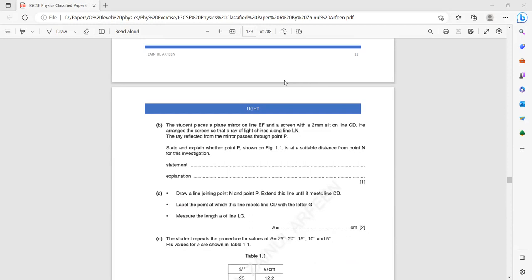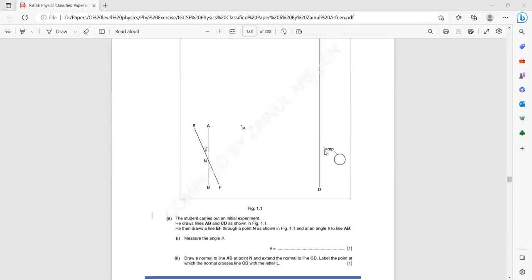There are two ways we do an experiment. One is the optical pin method, another one is the ray box. In the ray box method, we don't have a pin. We just mark the points on the ray of light in a dark room. And in the optical pin method, we place a pin. So this is a ray box method, not an optical pin. That's why this P is not a pin.